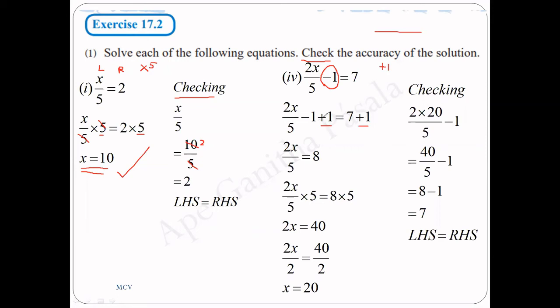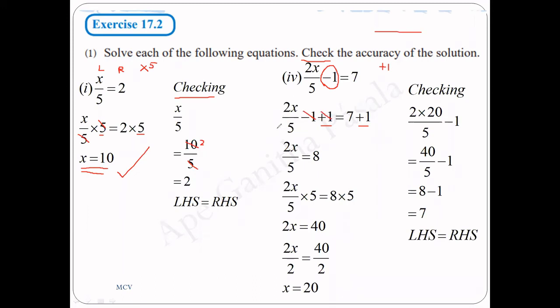Okay. Put plus 1 to both sides because we want to maintain the balance of the equation. When you do the inverse operation to the left hand side, do the inverse operation to the right hand side also. Now cancel out this minus 1 with plus 1.